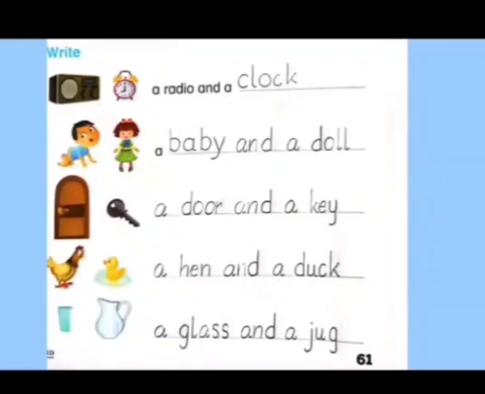Students, we have done. Same as it is, you will complete this page and read again and again to enhance your reading skill. Take care of yourself.